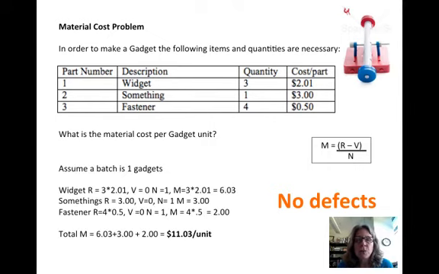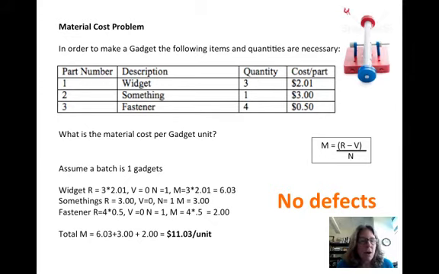So if we assume a batch is 1 gadget, we're going to make 1. A widget then, the R for that is going to be 3, the raw material cost is going to be 3 times $2.01. The V, the recycling, there's none. The number of units is 1. We're just taking 1 good unit. So therefore the M, or the material cost of the widget for putting into the gadget, is $6.03.